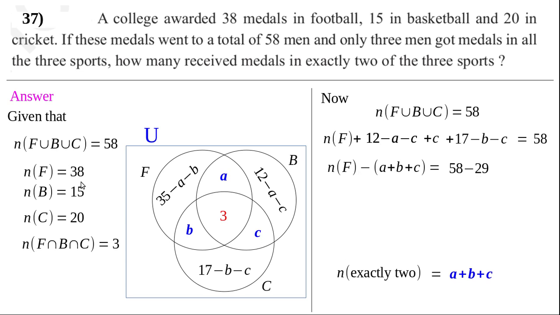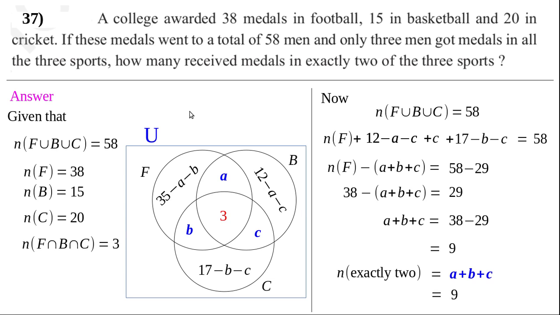Number of F is 38. 38 minus A plus B plus C equal to 58 minus 29, which is 29 itself. Then A plus B plus C equal to 38 minus 29, that is equal to 9. Now A plus B plus C that we want to find, it is 9. Answer is over. Very simple question.